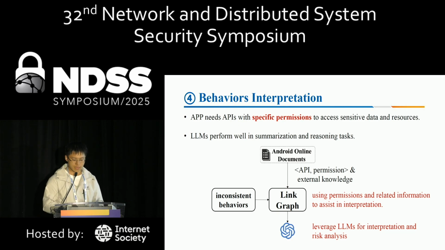Finally, we use large language models to interpret inconsistent behaviors. Since apps require APIs with specific permissions to access sensitive data and resources, we connect relevant information about such APIs and the permissions from the Google official documents as external knowledge. Then, through prompt engineering, we activate the large language model's capability to achieve our goal.